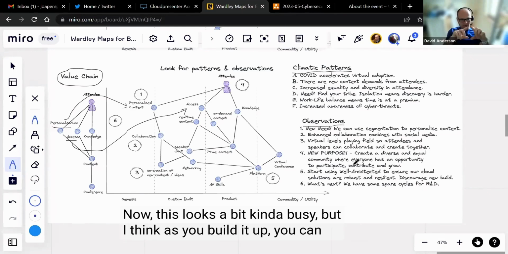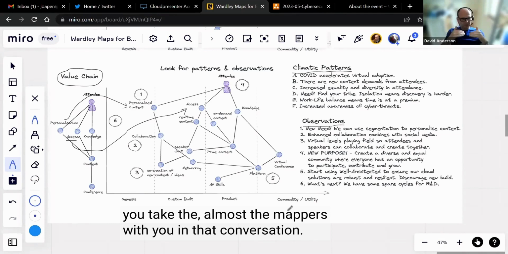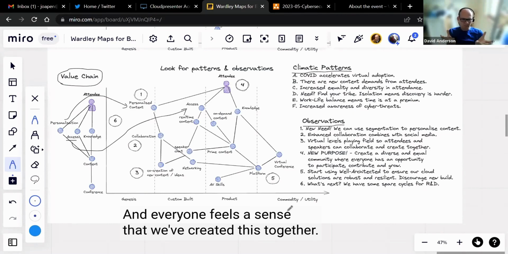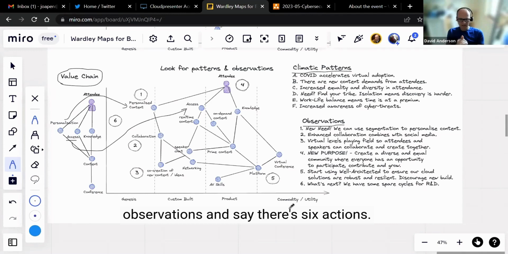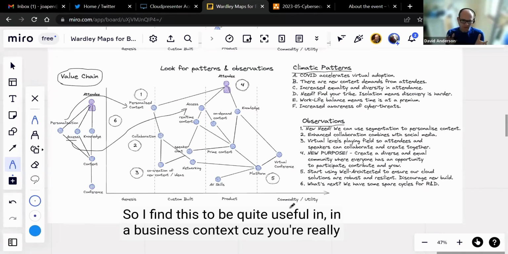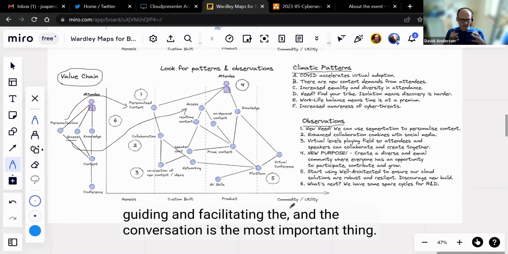Now, this looks a bit busy, but I think as you build it up, you take the mappers with you in that conversation, and everyone feels a sense that we've created this together. And then for anyone who was not at the session, they can look at the observations and say there's 6 actions. So I find this to be quite useful in a business context because you're really guiding and facilitating, and the conversation is the most important thing.